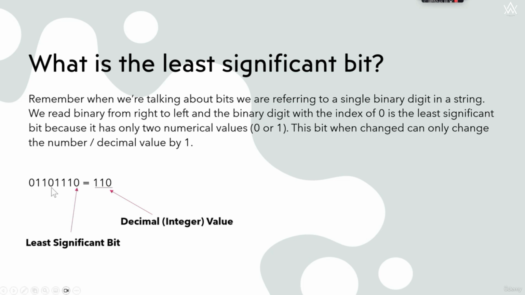So we can see here's a binary octet, which is equal to 110. And the 0 here on the right, which is at index 0, is considered the least significant bit. If this were to change to a 1, then this number would actually equal 111. If this stays a 0, it's still 110. But if we were to change any other bit, it would increase by more than 1, or it would decrease by more than 1.